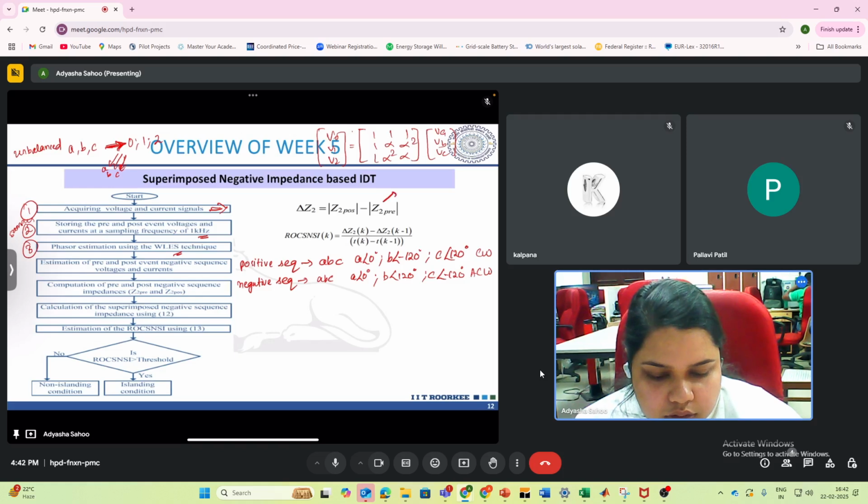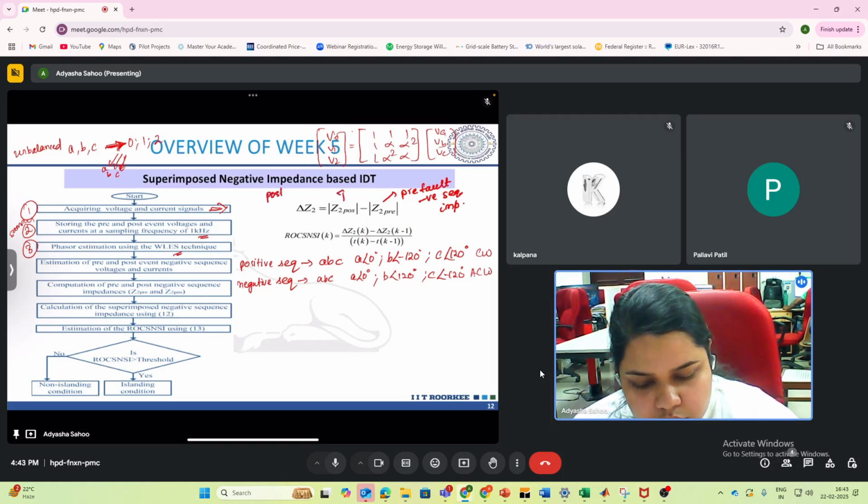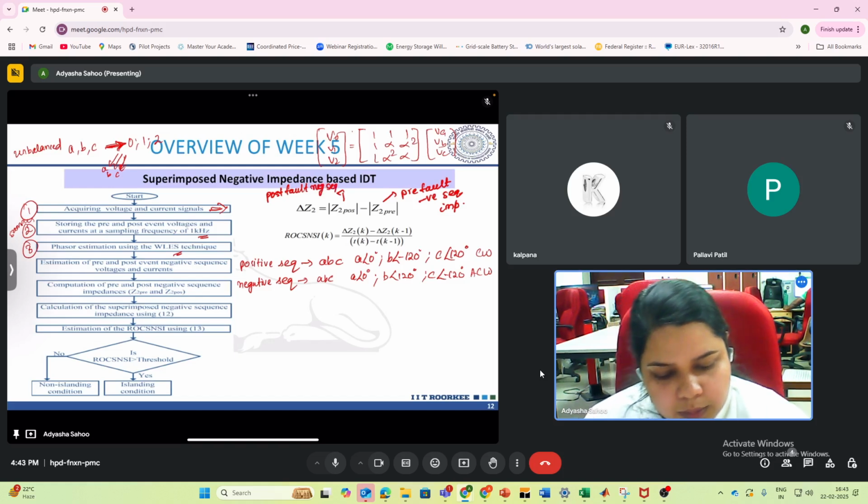So Z2 pre is your pre-fault negative sequence impedance, and Z2 post is your post-fault negative sequence impedance, and their difference is represented by this delta Z2.